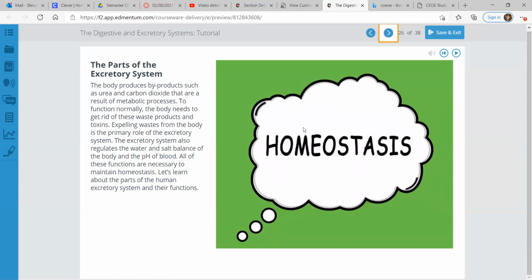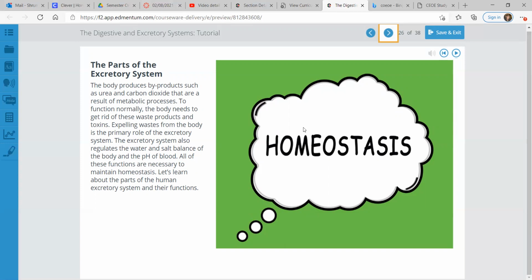The body produces byproducts such as urea and carbon dioxide that are a result of metabolic processes. To function normally, the body needs to get rid of these waste products and toxins. Expelling waste from the body is the primary role of the excretory system. The excretory system also regulates the water and salt balance of the body and the pH of our blood. All of these functions are necessary to maintain homeostasis.